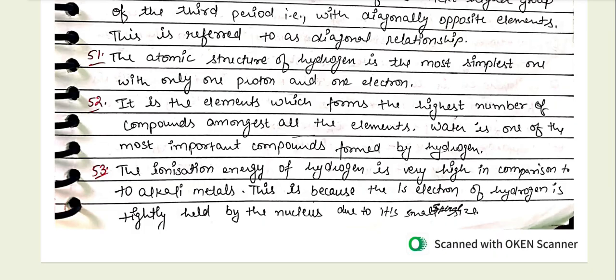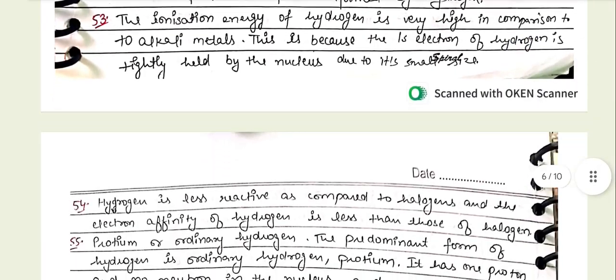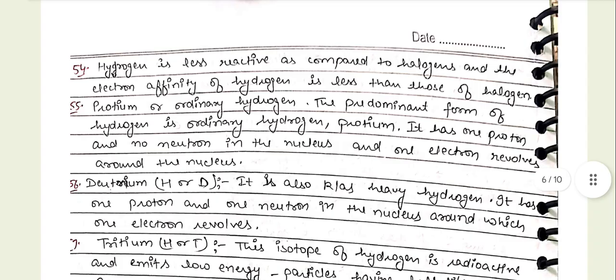The ionization energy of hydrogen is very high in comparison to the alkali metals, and this is because the 1s electron of hydrogen is tightly held by the nucleus due to its small size. Hydrogen is less reactive as compared to the halogens, and the electron affinity of hydrogen is less than those of the halogens.